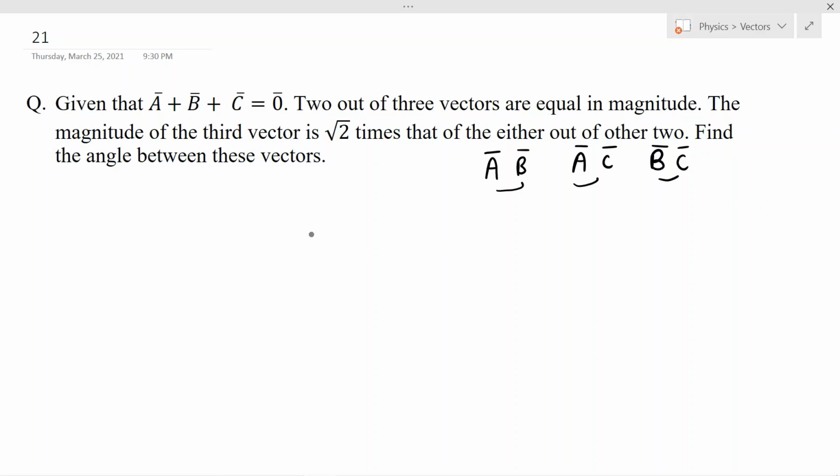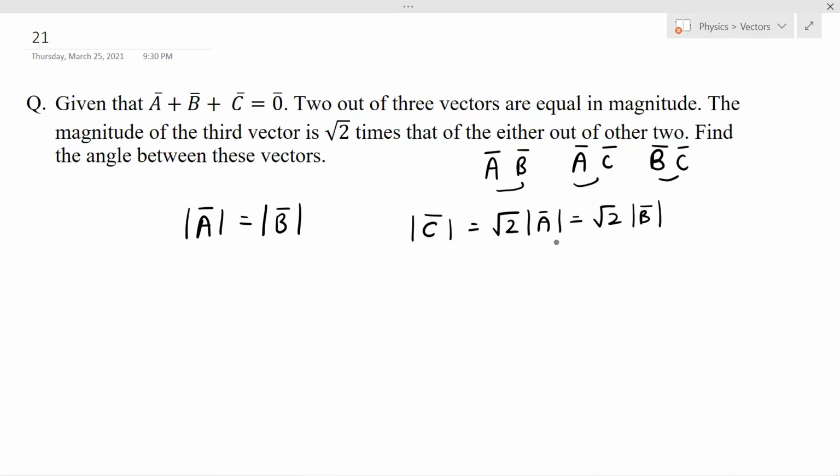So let's do this. Let's assume that 2 out of 3 vectors are equal. So let's assume these two equal vectors are a bar modulus and b bar modulus. And the third vector is square root of 2 times that of either of the other two. So let's say then c bar modulus is square root of 2 times a bar modulus, which is equal to square root of 2 times b bar modulus, because a bar and b bar modulus are equal. So now let's find the angle between a bar and b bar. So I can write it like this: a bar plus b bar is equal to minus c bar.